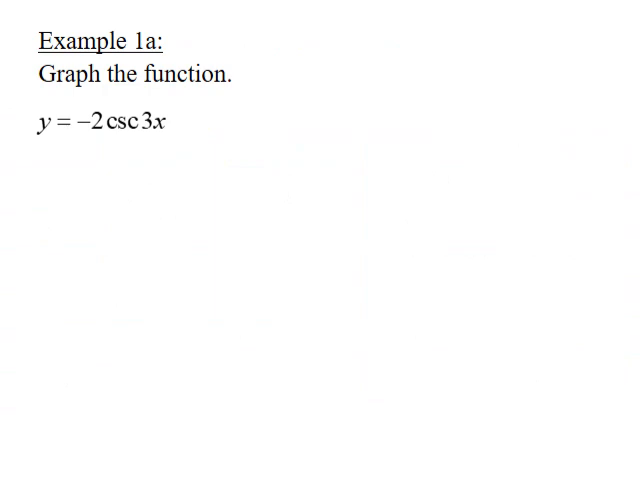Here I want to graph -2 cosecant of 3x. The first thing we want to do is graph the reciprocal function, which would be -2 sine of 3x. If I can graph this, then I should be able to graph the other part, which is the cosecant graph. So let's review this.